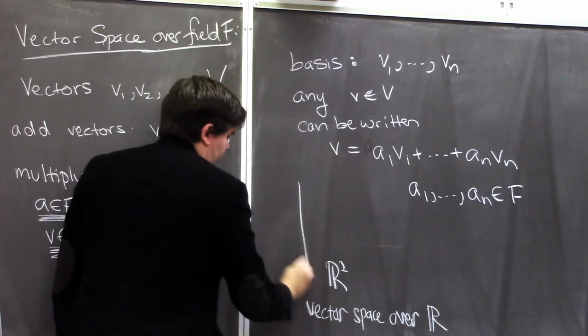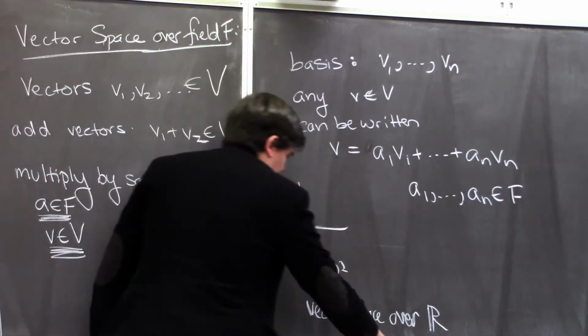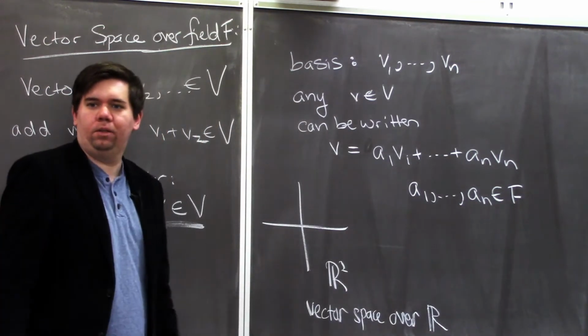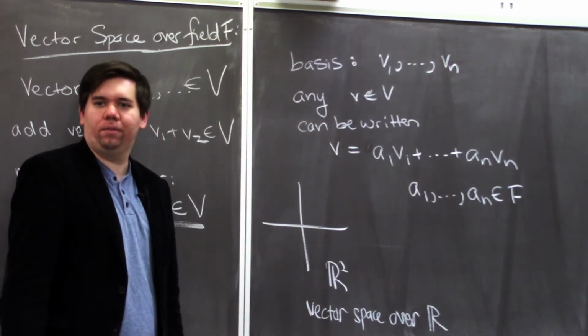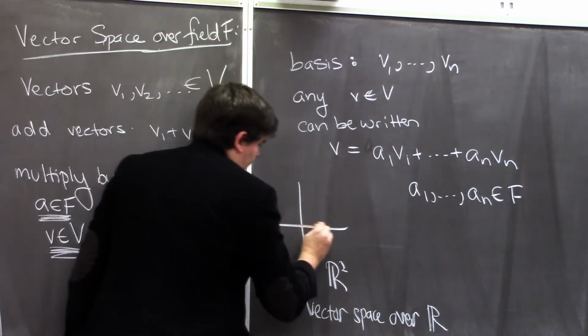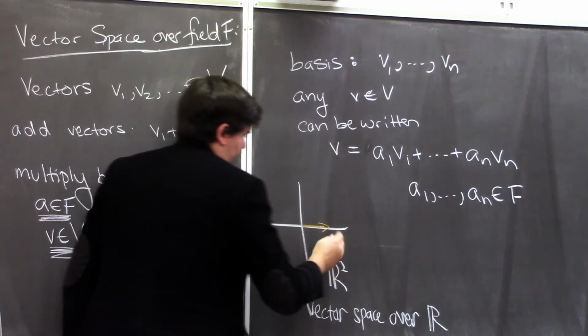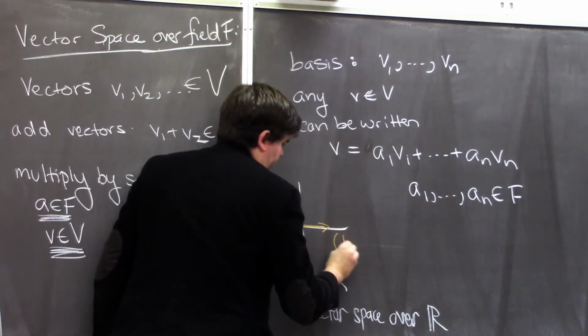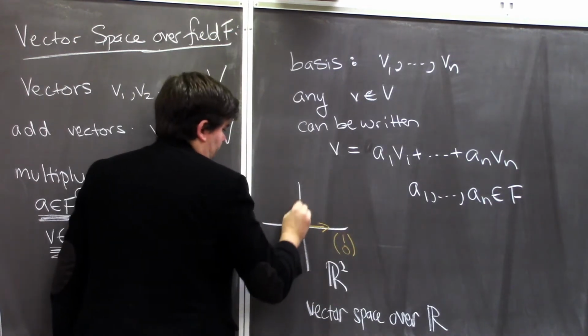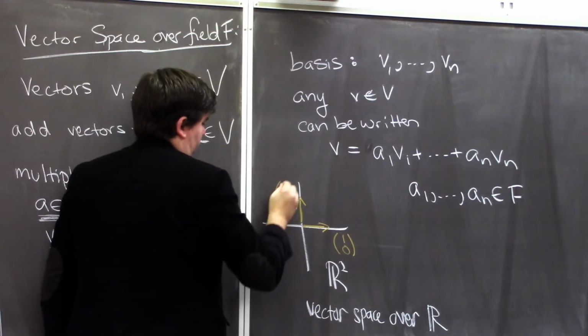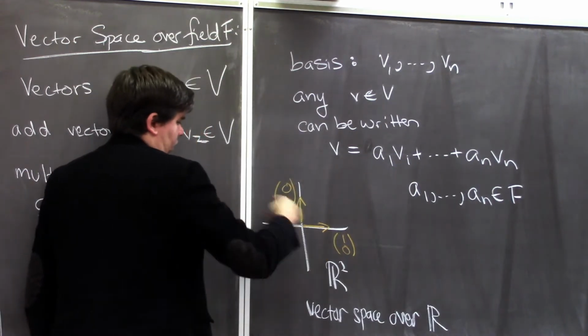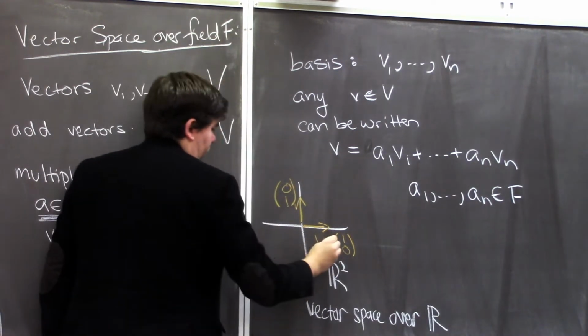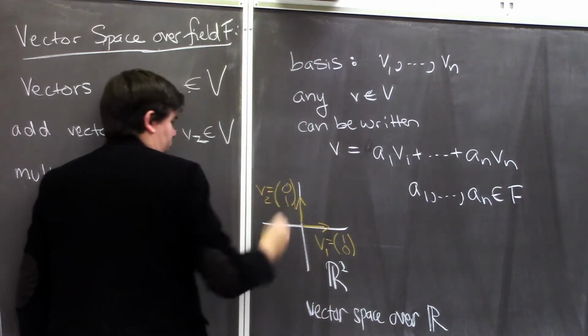And so what is a basis for R2? What are two vectors that you can build up everything in R2 out of? 1, 0 and 0, 1. Yeah, you could have one of your basis elements be the vector (1, 0), and you have the other basis element be the vector (0, 1). Sometimes you see this as e1 and e2. I'll just call it v1 and v2 to be consistent with my notation above.